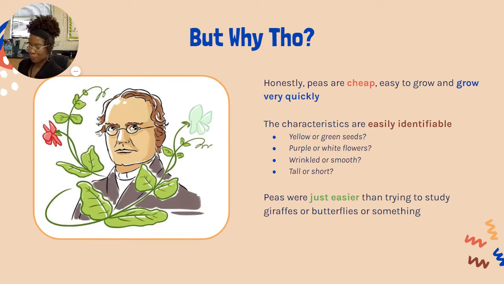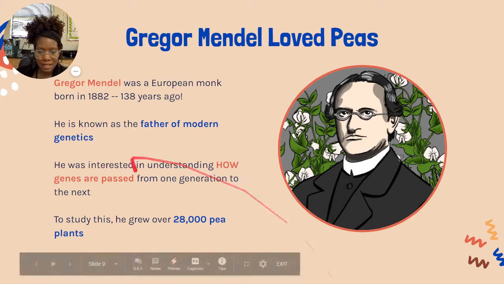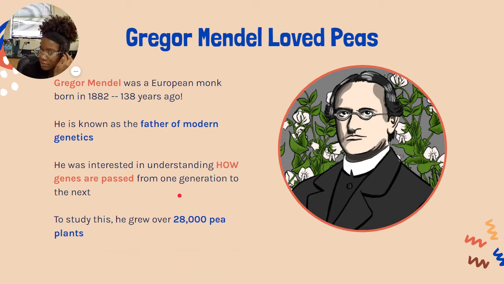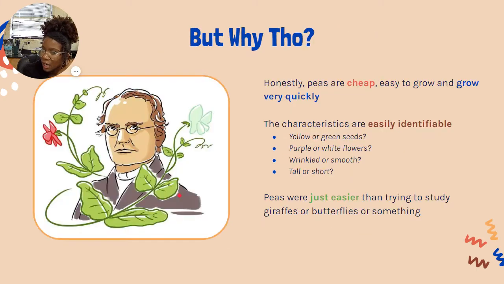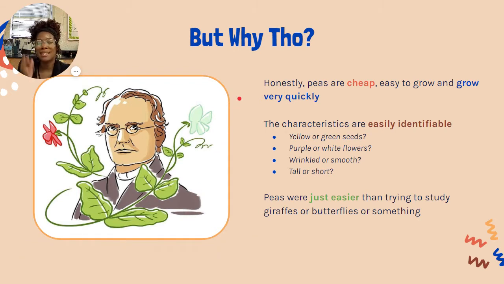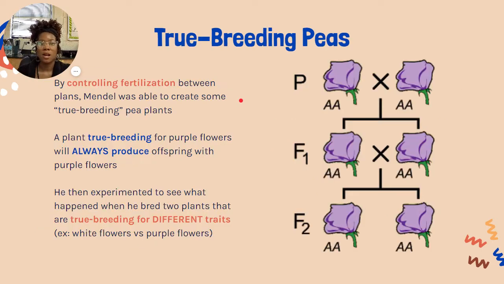Because, for example, humans getting pregnant is a very long process. It takes 9 months. So if he were to try and study 28,000 humans, that would take 28,000 times 365. No. There's a reason why I'm a science teacher, not a math teacher. I'm just going to move on. So basically, peas are very cheap, they're easy to grow, and they grow very quickly, so you can easily see the results of mating.